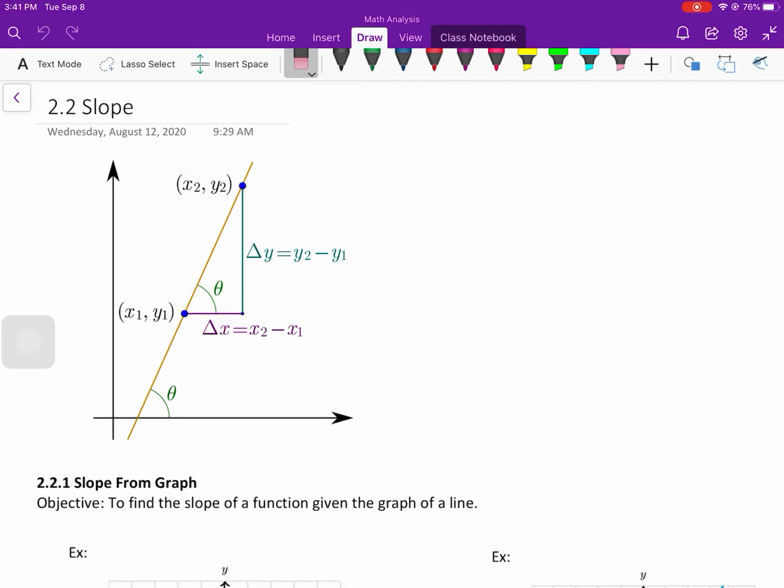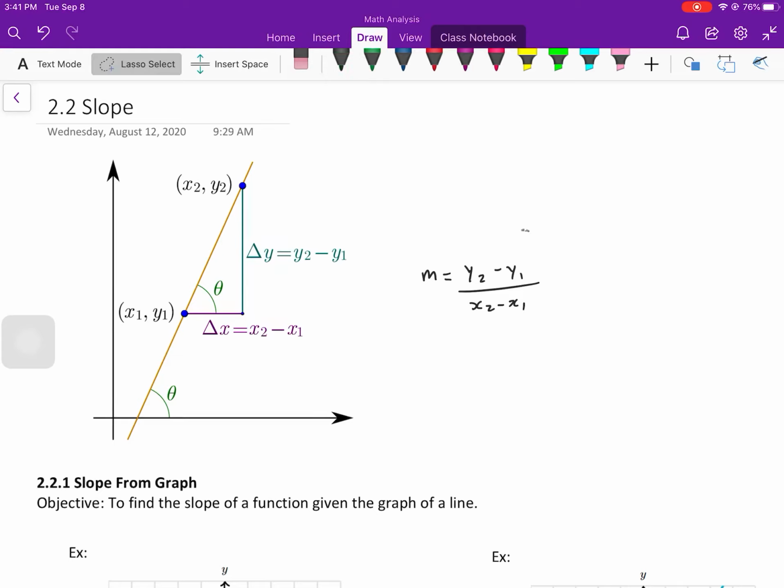All right, we're going to go ahead and find the slope given a graph in this one, but this is our introduction to slope. So just so we know, slope is something we should all be familiar with, and it is y2 minus y1 over x2 minus x1. That's typically what we think about.